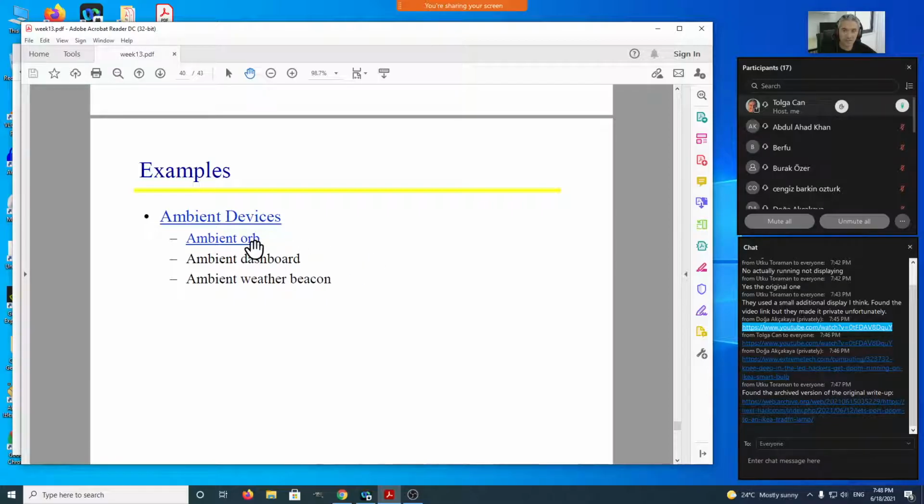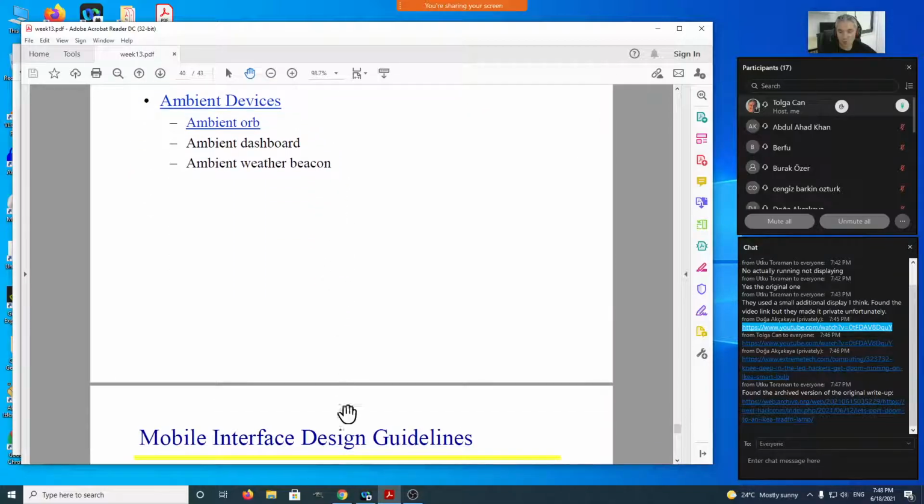We may even teach them Morse code. I mean, we can have them blink in Morse code. If you know Morse code, it's not just color coding. You may actually communicate with those devices with Morse code. So that was the idea of the Ambient Orb.